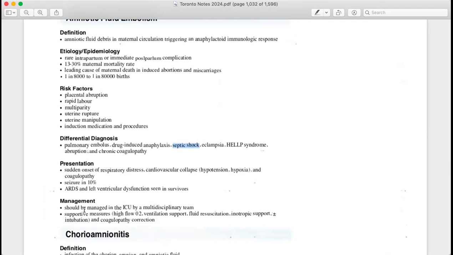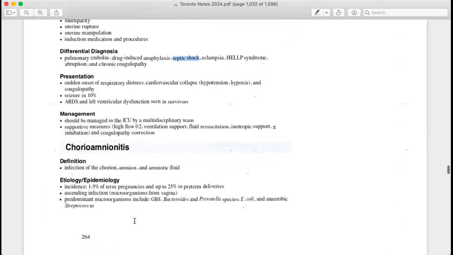Seizures is one of the most important things that can present with amniotic fluid embolism. I have seen one of the questions in Canada, Quebec, where they were saying that she is experiencing seizure. Must be managed in ICU, with supportive measures and coagulopathy correction. So that's why you need to do that.